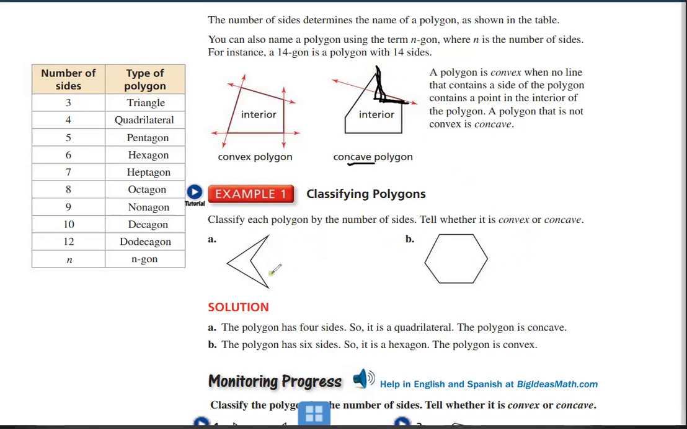So this one's concave, right? Because it's caved in here, but this one's not. This one's convex. Convex is the other one.